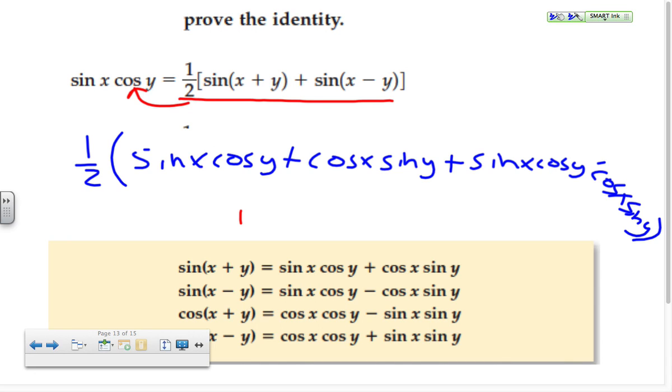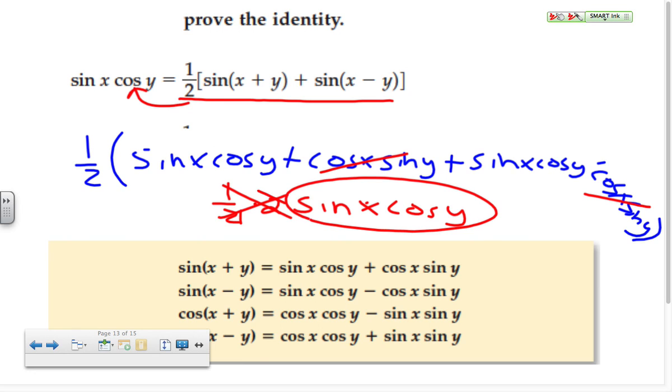Alright, so I have a positive cosine x sine y and a negative cosine x sine y, so I can cancel those out. And I'm left with 1/2, sine x cosine y and sine x cosine y are the same thing, times 2 sine x cosine y. 1/2 and 2 cancel each other out, and I'm left with what I have right there. And that is it. I knew this was a long video. I apologize. Good luck with your homework. This is kind of a tough one.